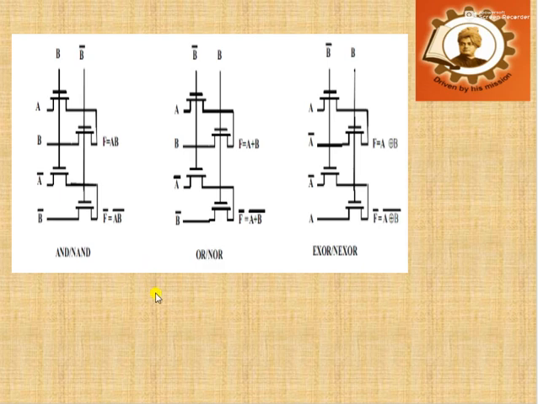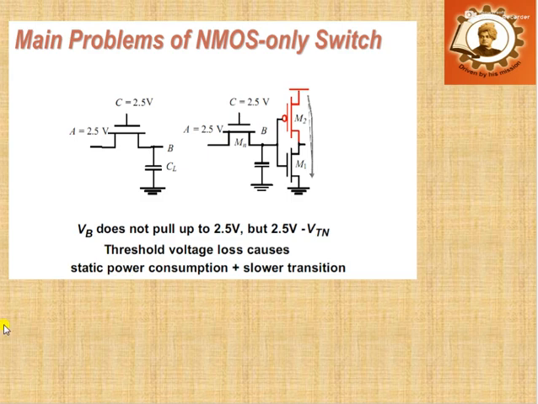By using pass transistor logic, we can reduce the number of MOS transistors, as for a pull up pull down network a large number of MOS are required for any logic function. The problem with the NMOS switch is that if you apply A equal to 2.5 volt and C equal to 2.5 volt, the voltage VB is not pulled up to 2.5 volt. That value will be equal to 2.5 volt minus VTN. So there will be a threshold voltage drop across this MOS.